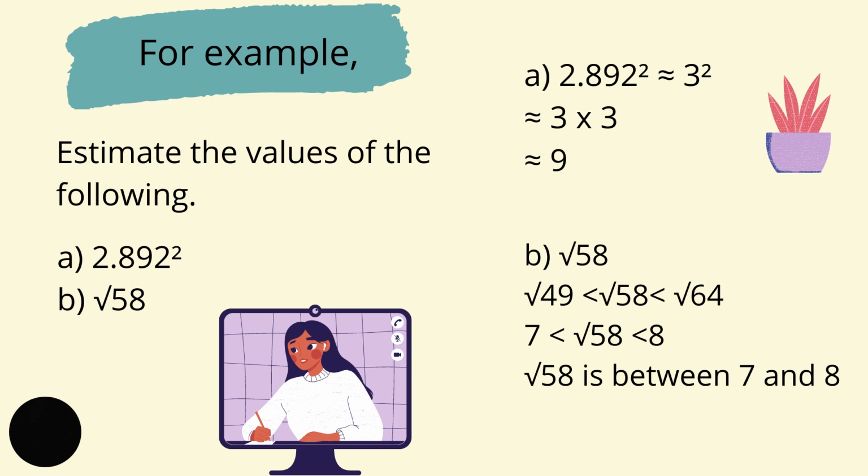B. Square root 58. So we know that 58 is not a perfect square. We have to find the perfect squares nearest to 58, which are square root 49 and square root 64. Square root 49 is 7, because 7 multiplied by 7 gives 49. 8 multiplied by 8 equals 64. So we can say that square root 58 is in between 7 and 8.